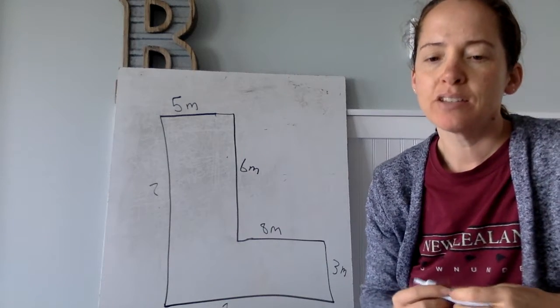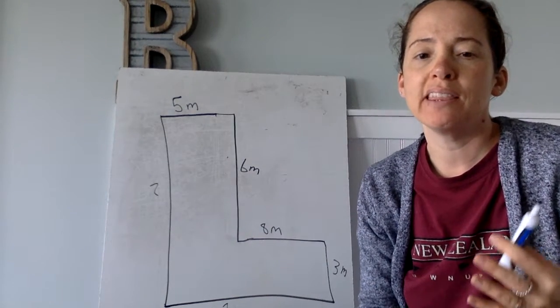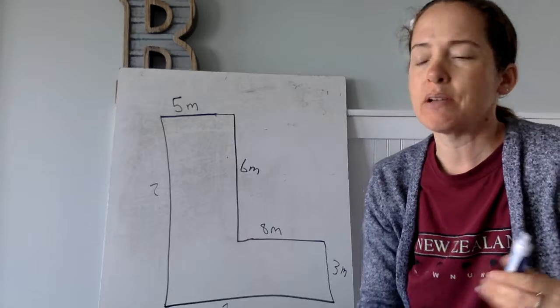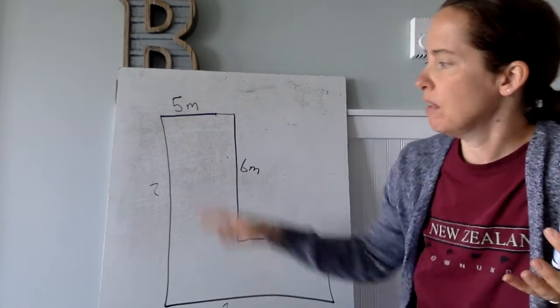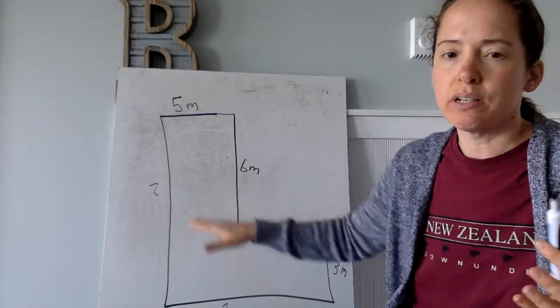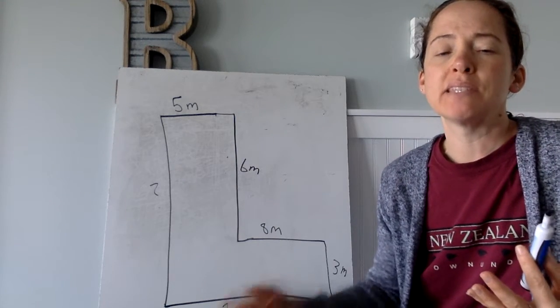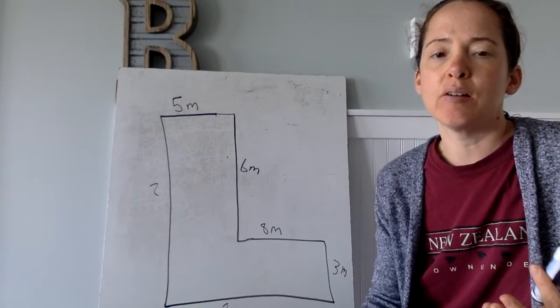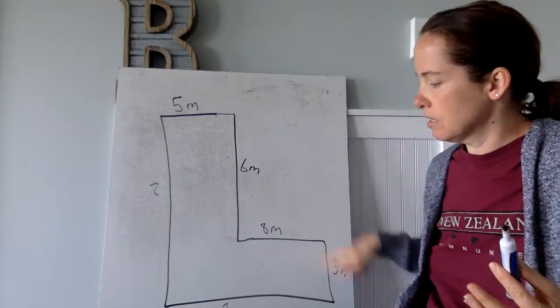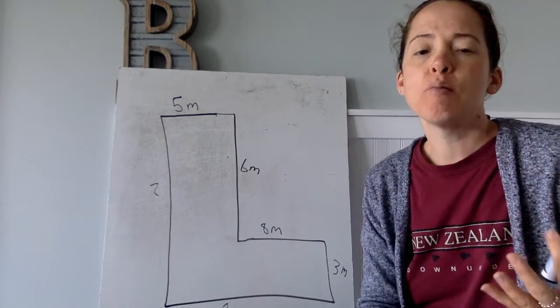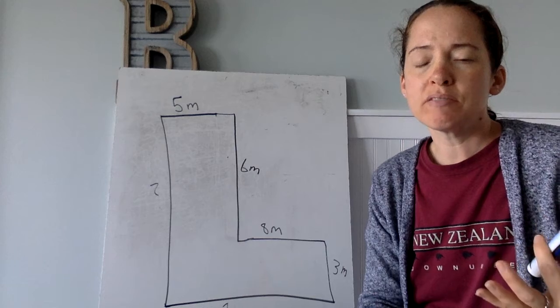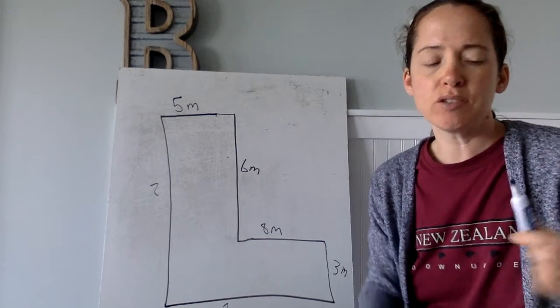Hey guys, so today we're going to be looking at finding the area of an irregular shape. Now remember, the area means all of the space inside, the square units inside. On Monday and Wednesday, we looked at finding the missing side lengths and then how to calculate the perimeter, which is the distance around the shape. So before we get into area, we're going to still find the perimeter. So let's do that first.